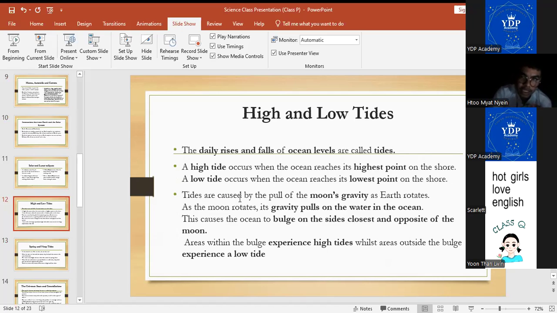As the moon rotates, its gravity pulls on the water in the ocean. This causes the ocean to bulge on the sides closest and opposite of the moon. Areas within the bulge experience high tides, while areas outside the bulge experience a low tide.